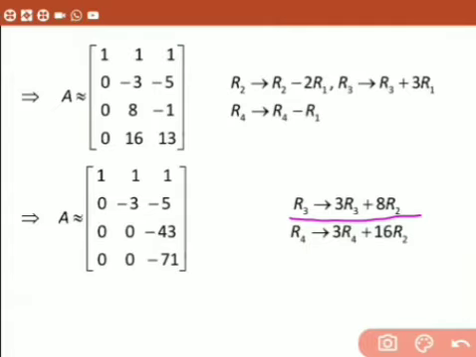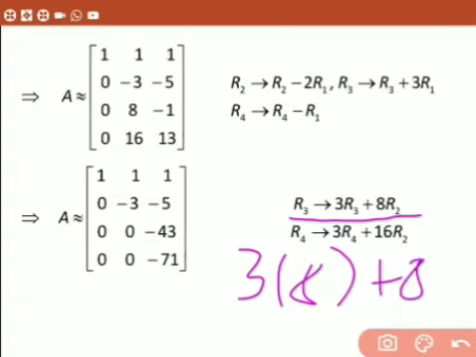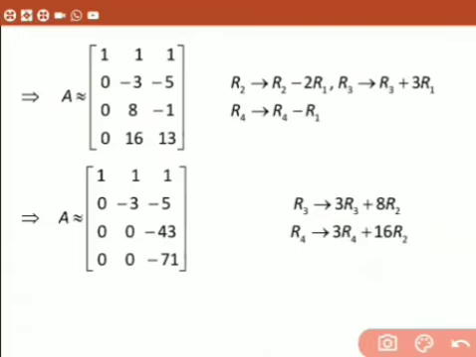So for that what you have to do is here, R3 we are changing, no? So that is here R3 changes to 3 times of R3. R3 is what here? 8. Then plus 8 times of R2. What we have here R2 as? R2 is minus 3. So what we have here? 3 times of 8 plus 8 times of minus 3 is equals to, here we get 0. Here it is 0.